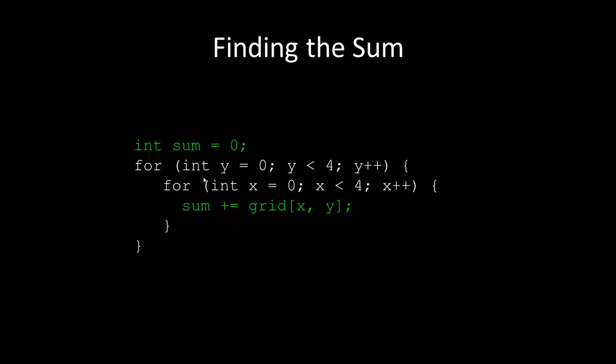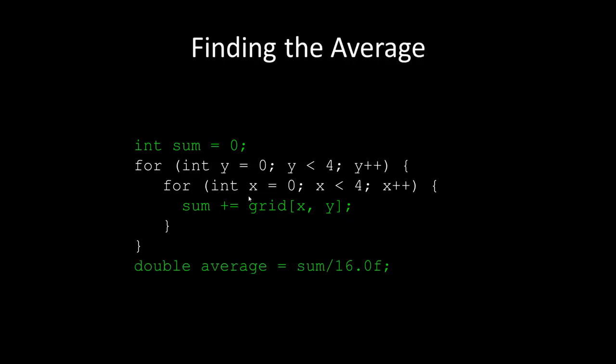And then on the inside of the nested loop, I'll say sum plus equals the current cell that we're looking at. If we were to try to find the average of the array, you can see there's really not that much difference. The only difference here is at the bottom where I say double average gets the sum divided by 16. And the 16 actually came from the dimensions of the 2D array, 4 by 4.